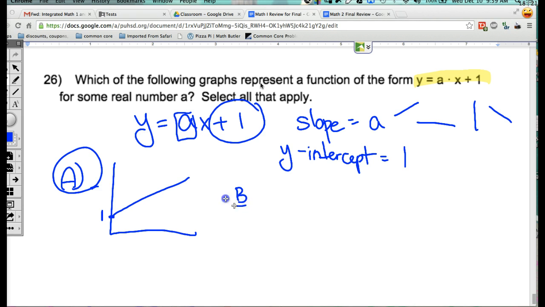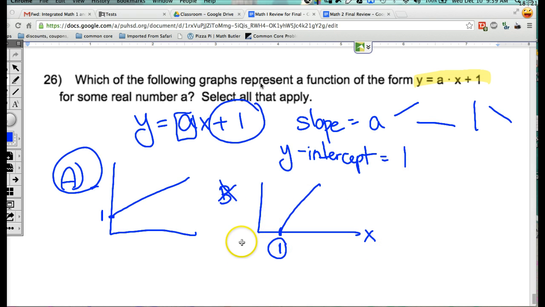If you have another option like this that says B, and then you might have something like this where the 1 is right here, and the graph goes like that. Well, is this the correct answer? No, because the y-intercept is 1. This one is the x-intercept. So B is not the correct answer.